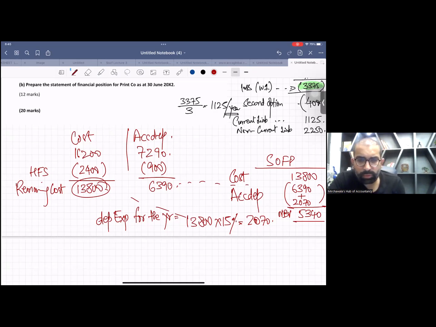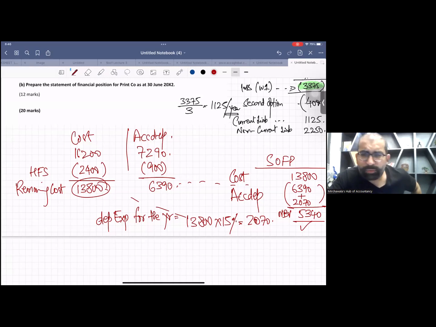It's 5340. Okay, 5340. Now listen, the way I solve this, I have solved this many times in my class. If you are active, remember, I solved this type of thing many times. Now one thing, this is the NBV of pure plant. There is one land as well, but we don't depreciate land, so simply add land to this balance.